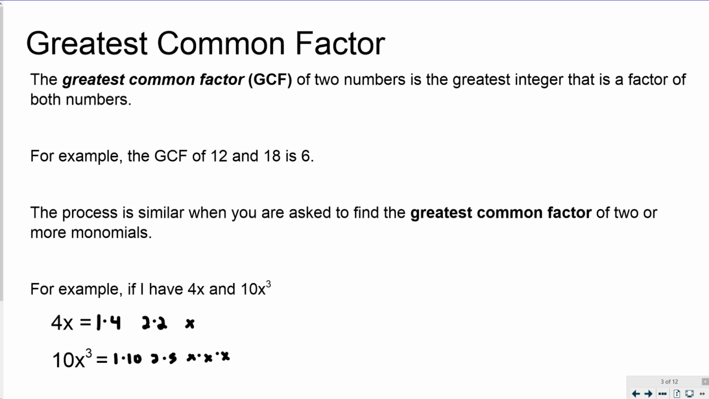So the largest factor they have in common is 2 numerically, and each one of them has at least an x. This one has 1 x and this one has 3 x's, but because this one only has 1, the greatest common factor is a single x, not 3 x's. So that means 2x is the GCF of these two expressions.